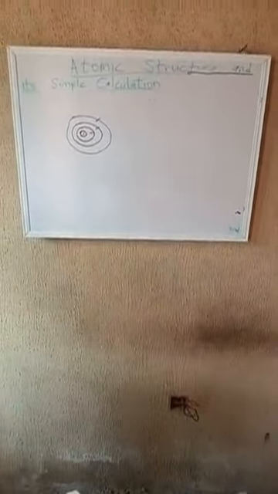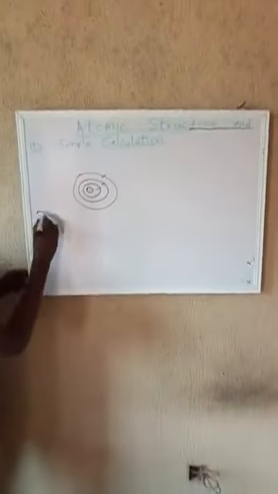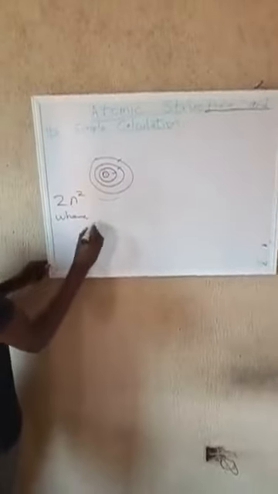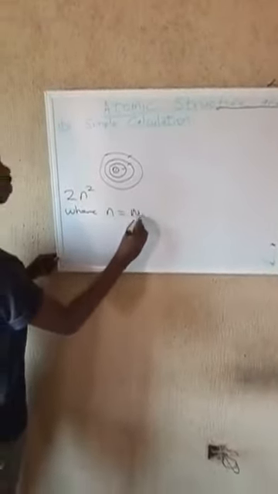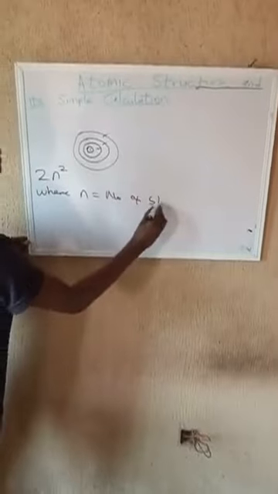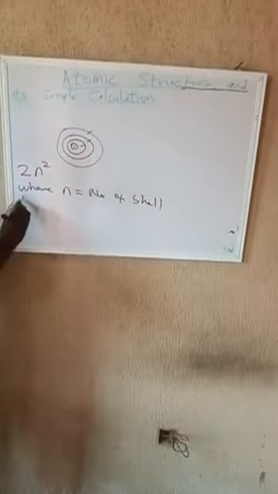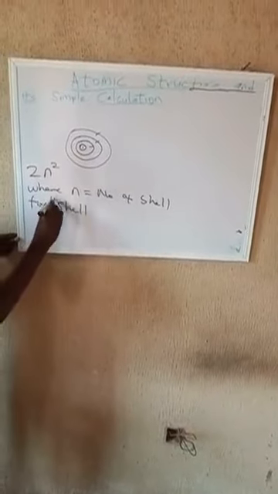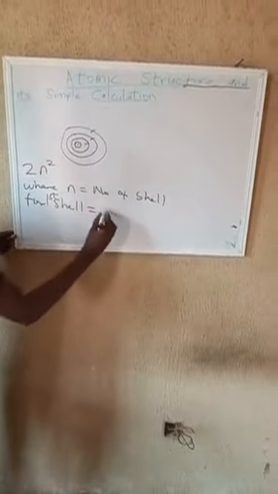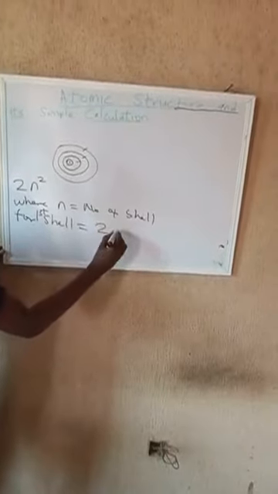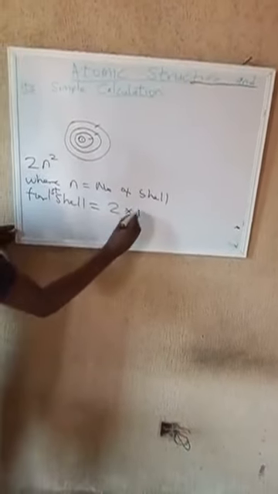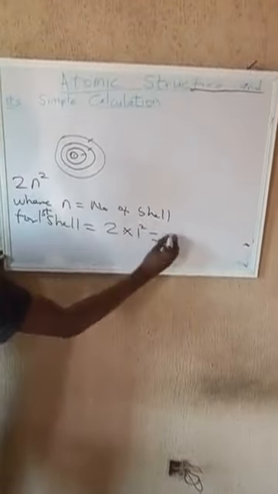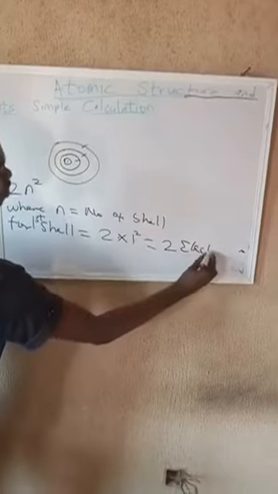The maximum number of electrons that will occupy each varies, and we have a formula for calculating it, which is 2n raised to power 2, where n is the number of the shell. For the first shell, we have 2 times 1 times 1, which is 2 electrons. That's the first shell.